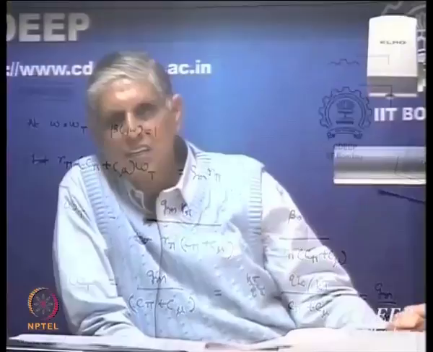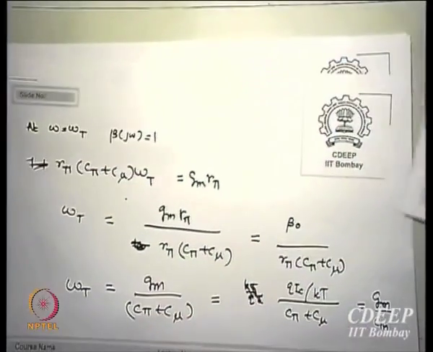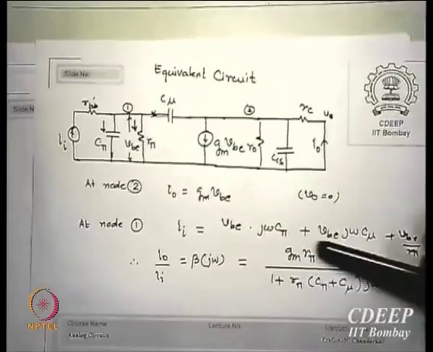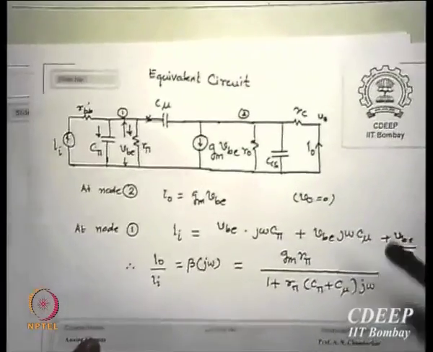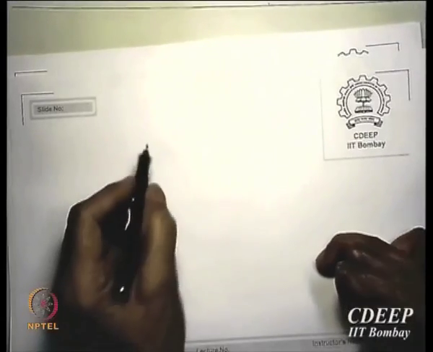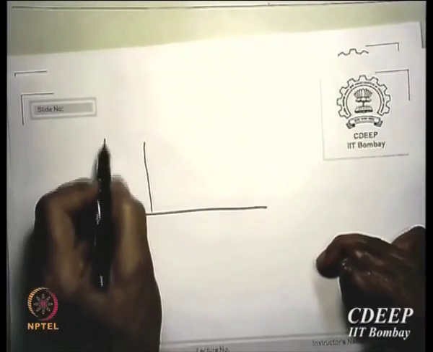Is that clear? Can you get me a unity gain amplifier? Unity gain, oh sorry, when the beta starts falling. So, what is this expression which I just showed you? This expression, if I plot it on a frequency scale, what will you like to see? Beta times omega if I plot.